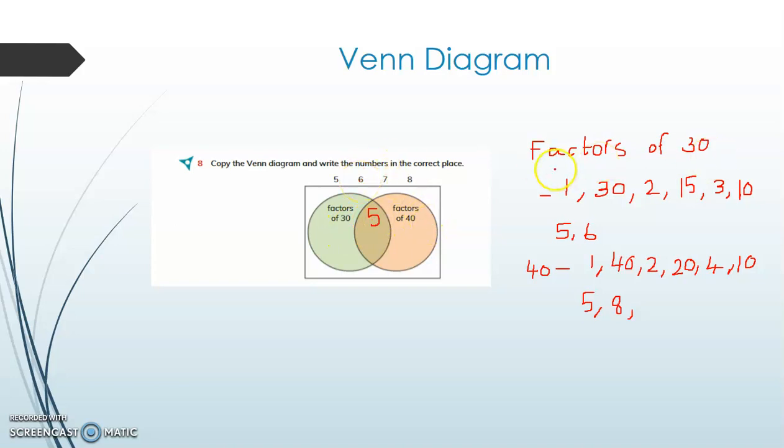Now 6. Is 6 a factor of 30? Yes. Is 6 a factor of 40? No. So where is its place? Factors of 30. So I'll write 6 here. Next is 7. Is 7 a factor of 30? No. Is 7 a factor of 40? No. It is not a factor of either, so we'll write it somewhere outside. 8 is not a factor of 30, but it is a factor of 40. So we'll write 8 here.